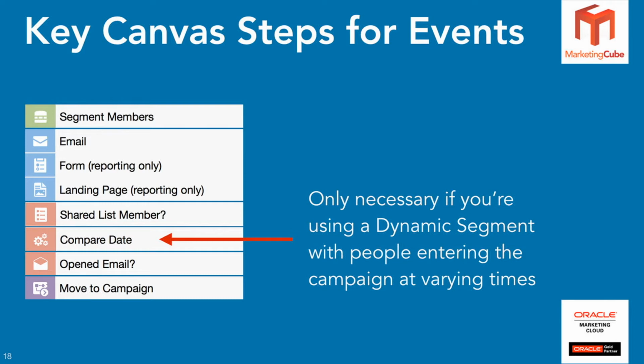So those that have RSVP'd yes, or those that have registered, etc., will go into their respective shared lists, and they become the source of truth for you as to who has or has not registered, and that's when you would send emails out to people who have not registered.